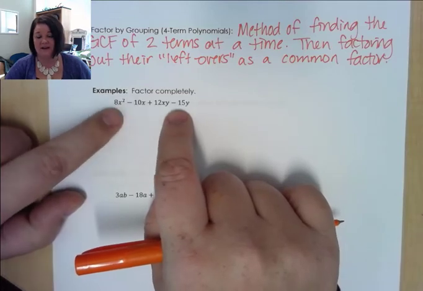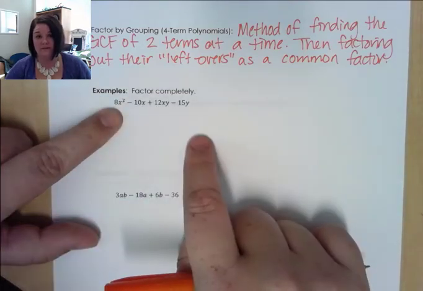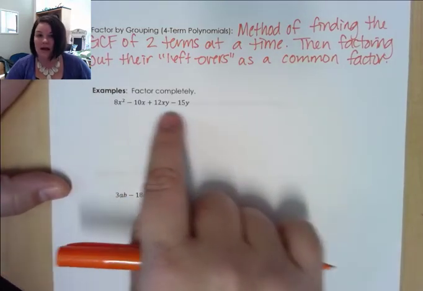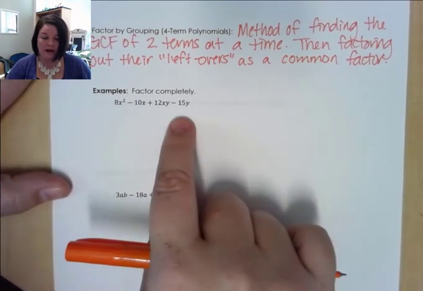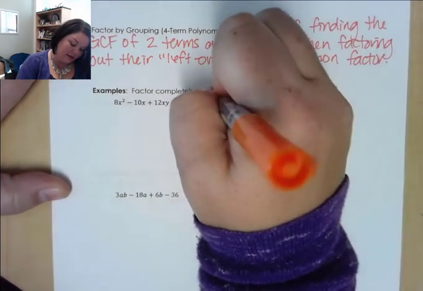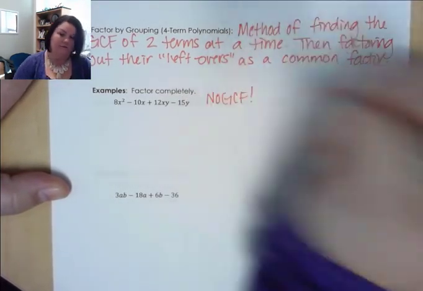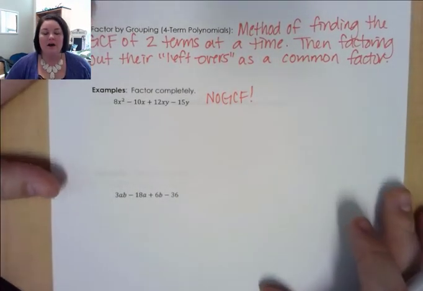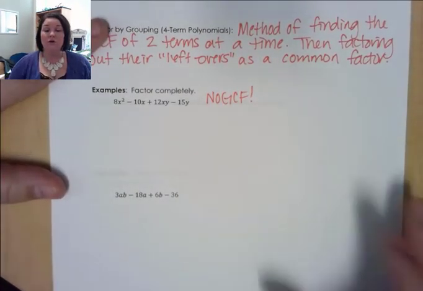So since these 2 don't have anything in common, I know all 4 together don't have any numbers in common, right? And if I look at their variables, they don't all have x's and they don't all have y's. So I'm just going to write out to the side that there's no GCF, okay? That way I know I don't have to worry about it, okay? All right, so I'm going to go straight into the grouping process.